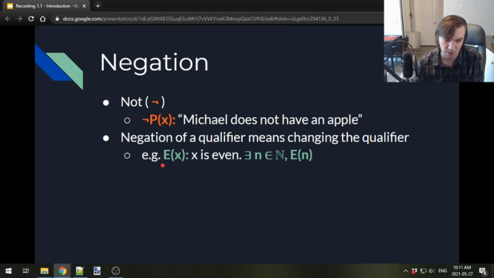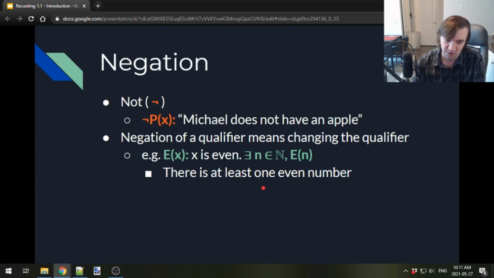Suppose you have our predicate E of x, which is x is even, and suppose we have some statement: there exists some n in the naturals where E of n is true. This kind of makes sense, right? There is an even number. I'll go with 2. 2 is even. So there is at least one even number, which we would say is correct.